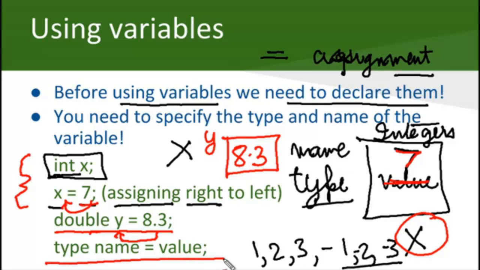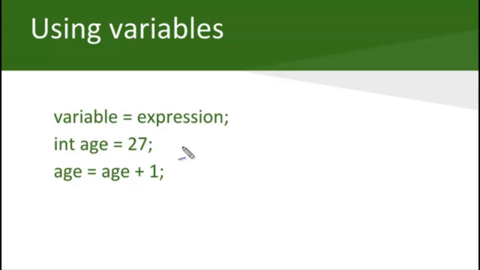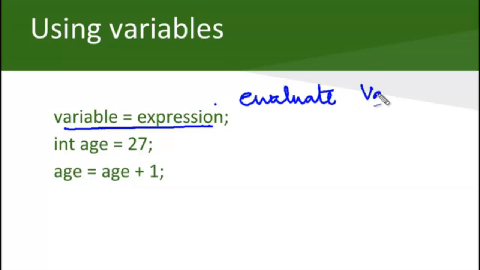So this is basically our syntax: type of the variable, name of the variable is equal to value of the variable. This value can also be replaced by an expression, a mathematical expression or anything. Now let us have a look at another example of using the variable. As we saw, you can directly write variable equals to expression. What it will do is it will evaluate the expression and then the value which comes will be assigned to your variable.